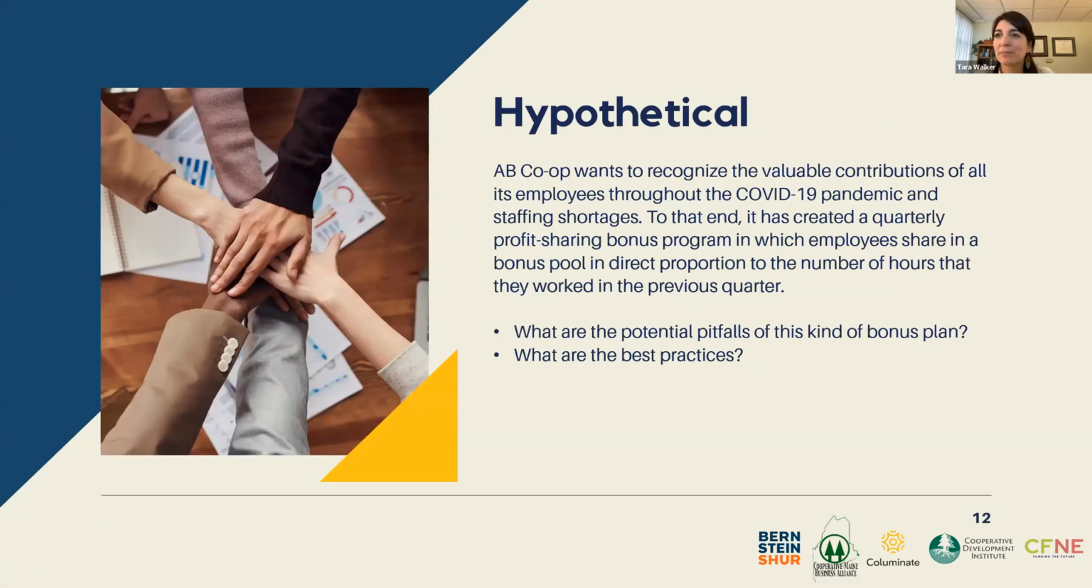All right. I'll read this one out and maybe Carolee, you want to take a stab at going through the first answer? AB Co-op wants to recognize the valuable contributions of all its employees having worked through the COVID-19 pandemic, and especially because of recent staffing shortages. Their team's been working very hard. To that end, it has created a quarterly profit sharing bonus program in which employees share in a bonus pool in direct proportion to the number of hours that they worked in the previous quarter. What are the potential pitfalls of a bonus plan like this? And what might be best practices for AB Co-op?